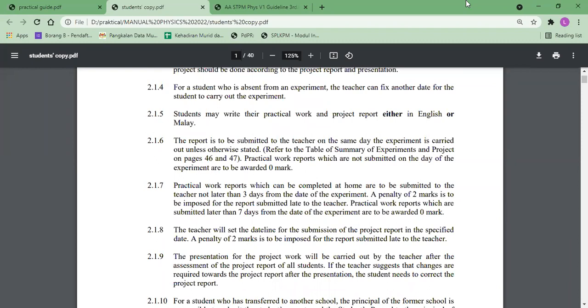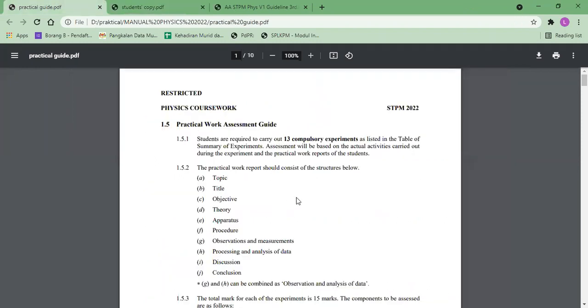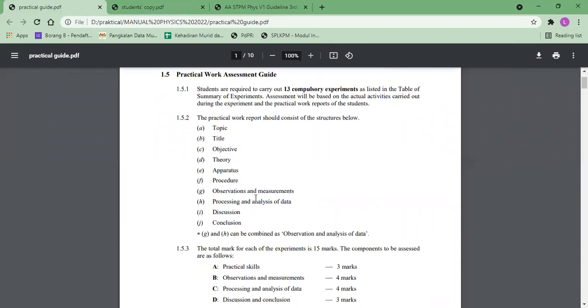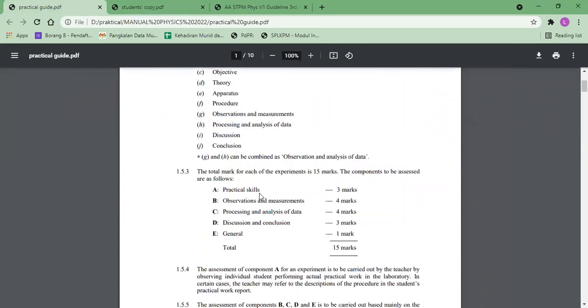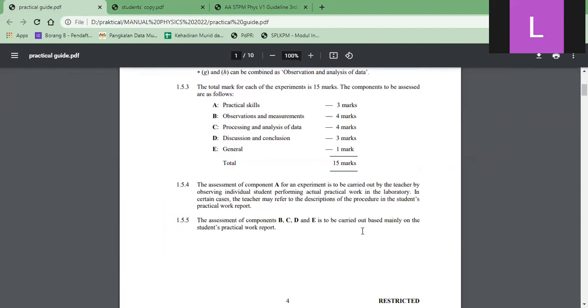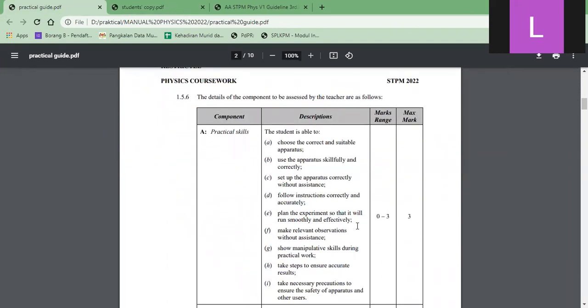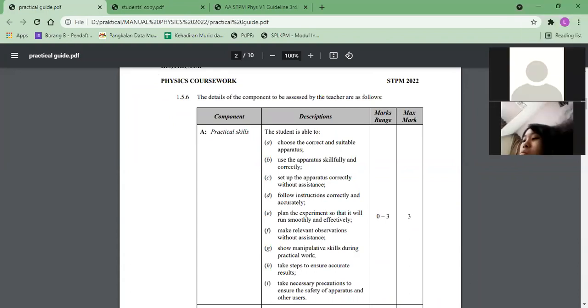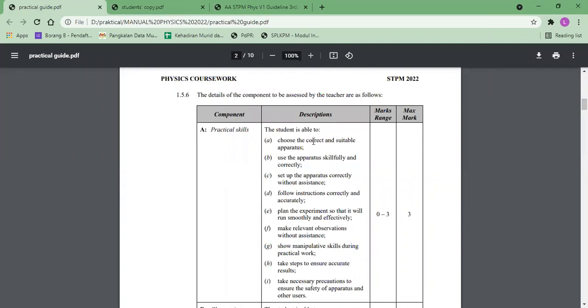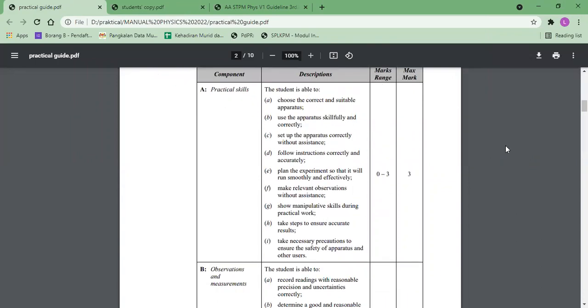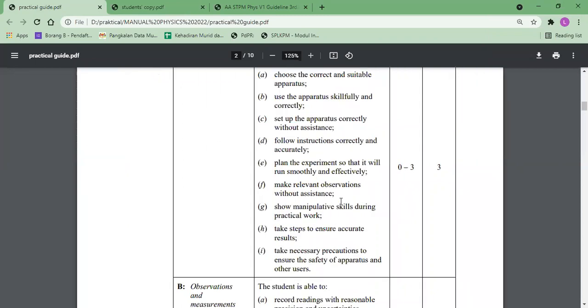Now here is how I give students marks. The marks I will give are 3, 4, 4, 3, 1. Ladies and gentlemen, this is the component I refer to. So that means in practical skill, apa yang awak dapat ni, it follows. Baca dulu supaya awak tahu apa yang saya nak observe. So that means I will observe first.